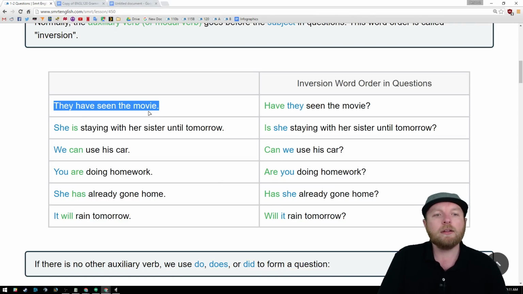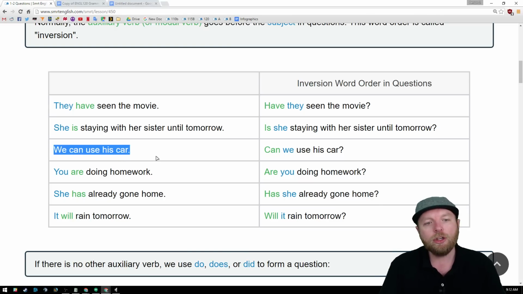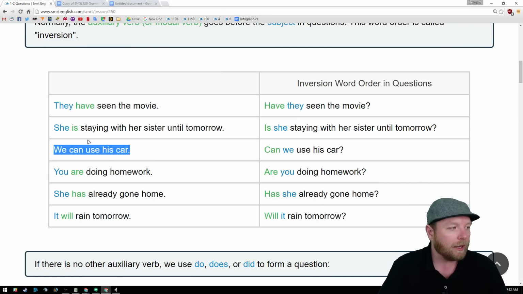Now, let's look at the third example. It's a little shorter. We can use his car. How many verbs here? Can and use, right? Two verbs. So that means can is the helping verb and use is the main verb, okay?